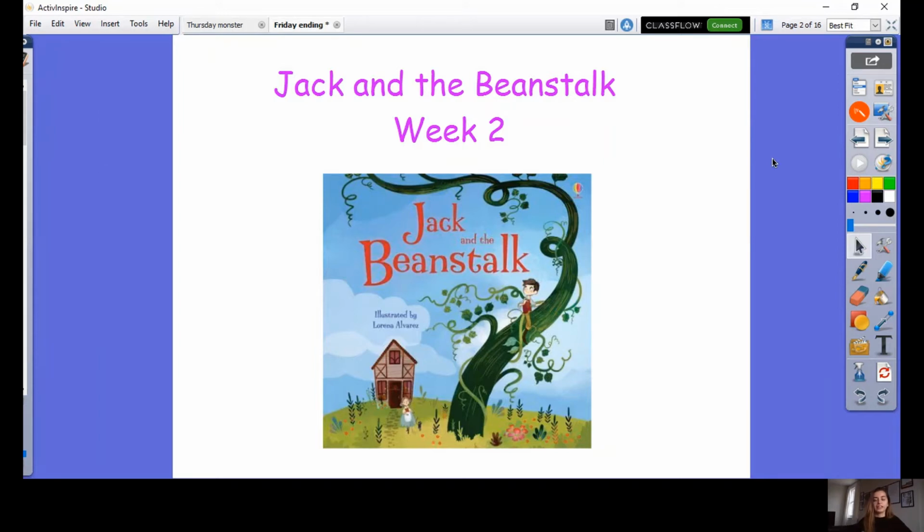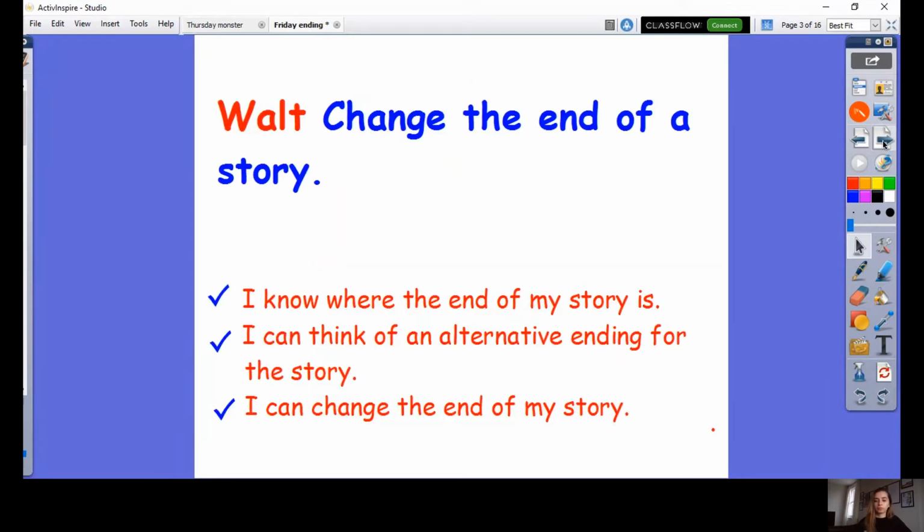Morning, year one. This is our final day of week two of Jack and the Beanstalk, and today we're going to be writing our ending of our story. So today we're going to be changing the ending of our story.